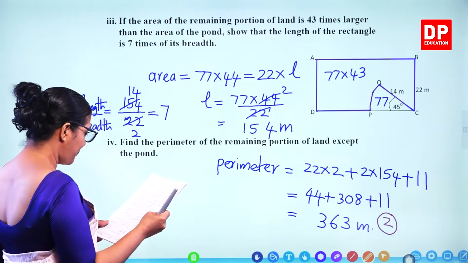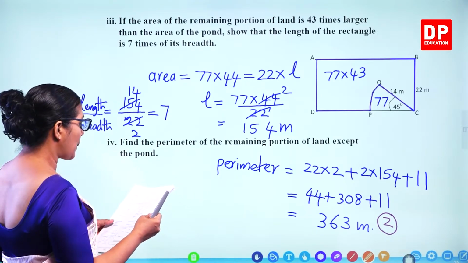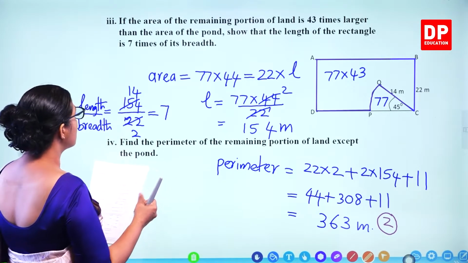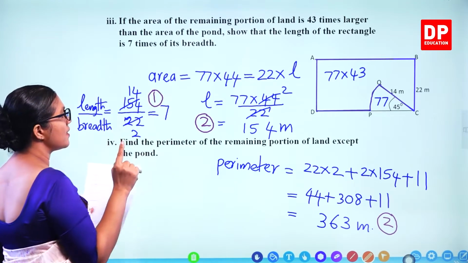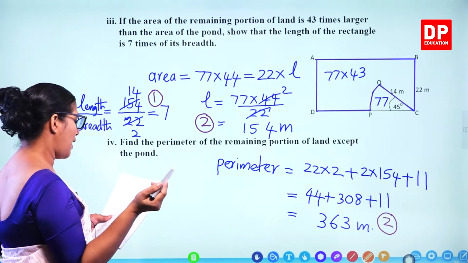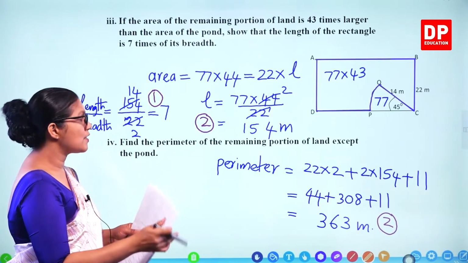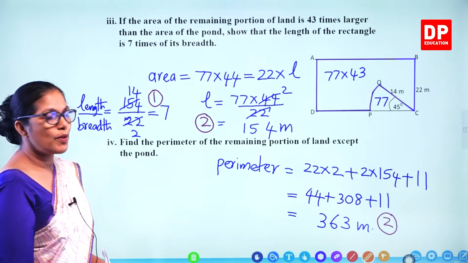So, we'll see, 2 marks here and 1 mark for showing that it's 7. So, 2, 3, 4, 5. Earlier we gave 5 marks and this 5, 10 marks for the whole question.